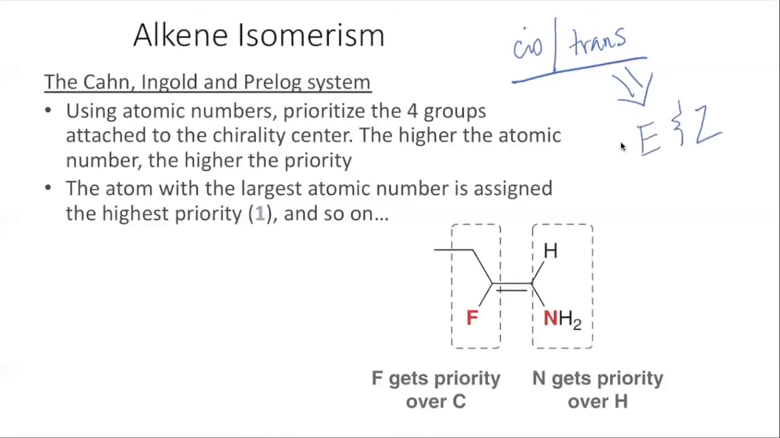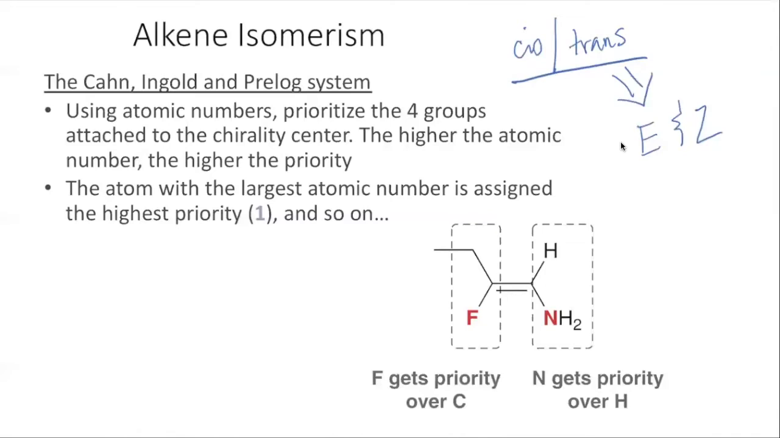And so let me show you that real quick. The reason it's perfect to introduce right now is because we had just done R and S, and we use this Cahn-Ingold-Prelog system to figure out priorities in R and S determination, just as we will in E and Z. And so it makes perfect sense to add it right here. I promise this is a quick video and it's a pretty easy process.